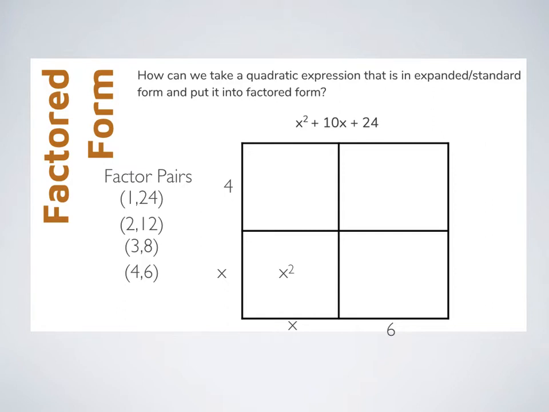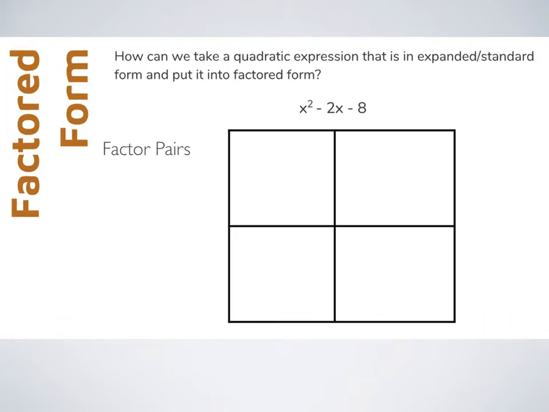So x times x is x squared, then x times 6 is 6x, 4 times x is 4x, and 6 times 4 is 24. And then I do my check: do the 4x and the 6x combine to make 10x? Yes, they do. I'm good to go. I've factored it, so it's x plus 4 times x plus 6. All right.